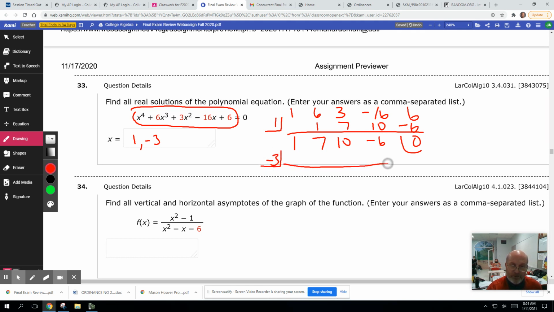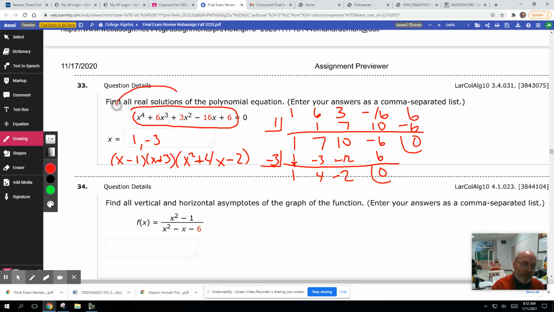I know -3 is also 0, so x plus 3 is a factor. I'm going to divide what's left by that: bring down the 1, multiply, add the column, multiply, add the column, multiply, and get 0 again. So now what this tells me is this polynomial is the same as x minus 1 times x plus 3 times x squared plus 4x minus 2. And that's not going to factor.